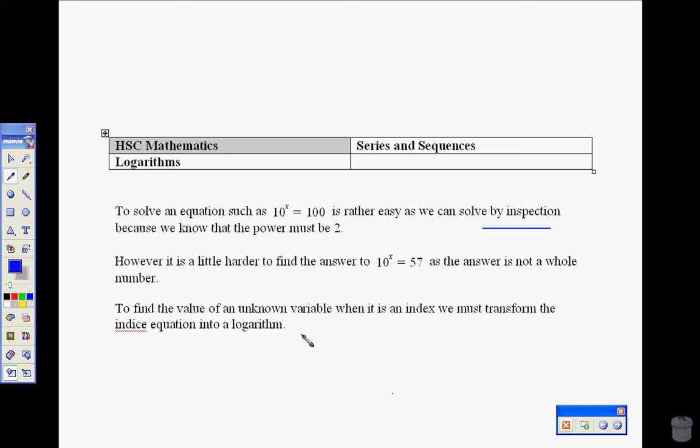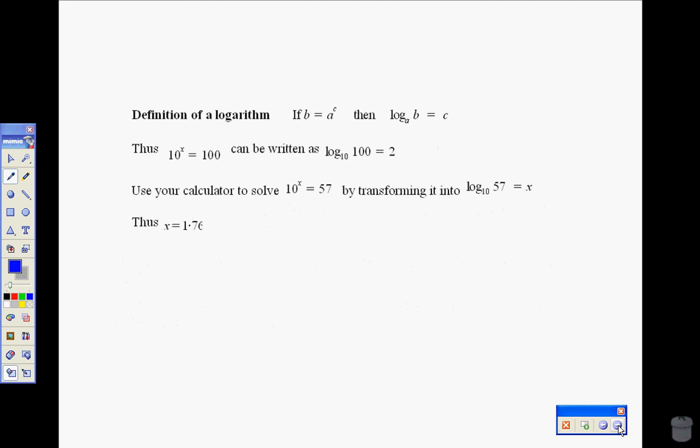So what we want to do is get this indice as our subject in our equation. So we want to have a look at this definition. If we've got an indice set up like that, A is our base, C is our power, and B would be our answer. We can do it. I might have heard this one called the BAPIT.